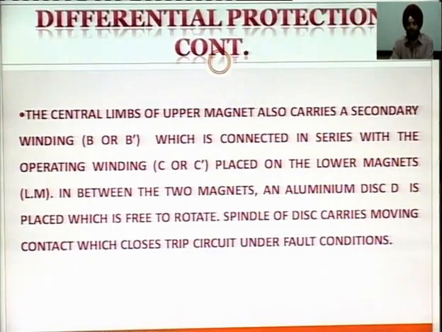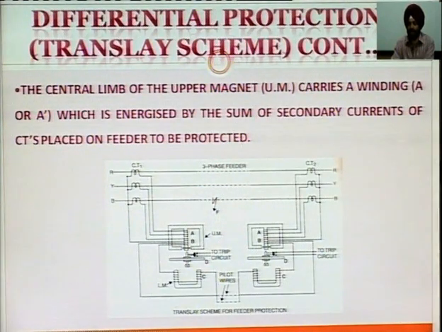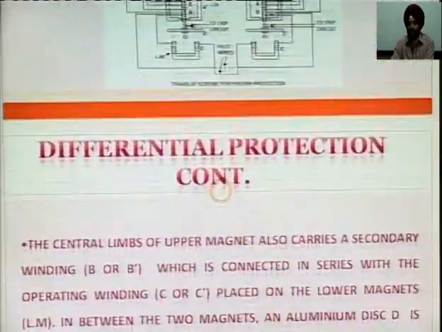Then we have the differential protection construction. The central limb of the upper magnet also carries a secondary winding B and B dash, which is connected in series with the operating winding C and C dash placed on the lower magnet. In between the two magnets, an aluminum disc D is placed, which is free to rotate. The spindle of the disc carries a moving contact, which closes the trip circuit under fault conditions. So this is the diagram, and this is the explanation.